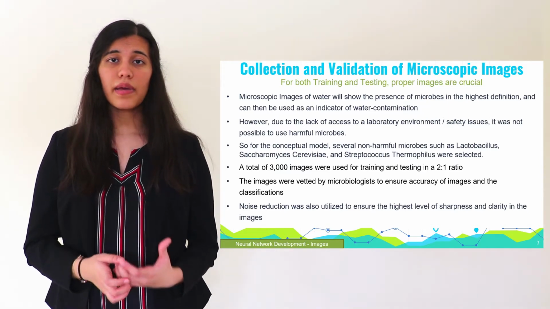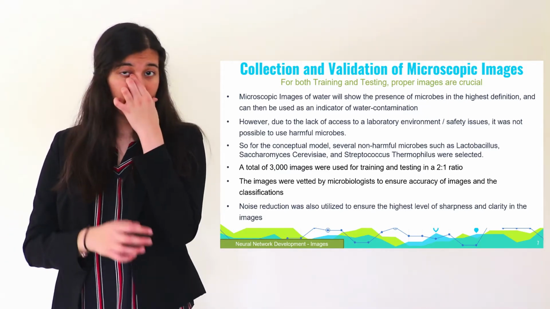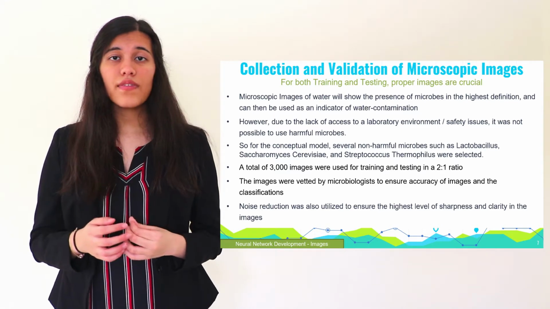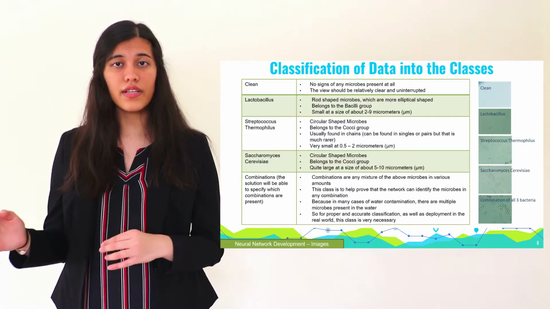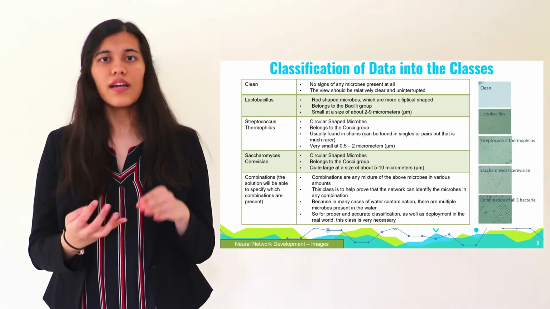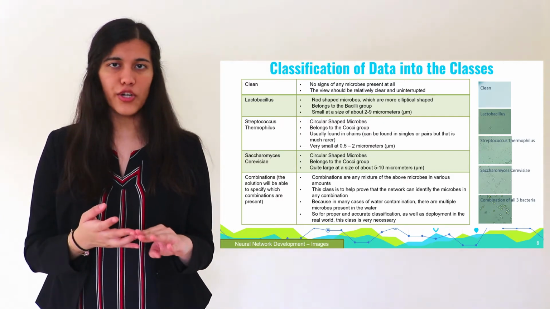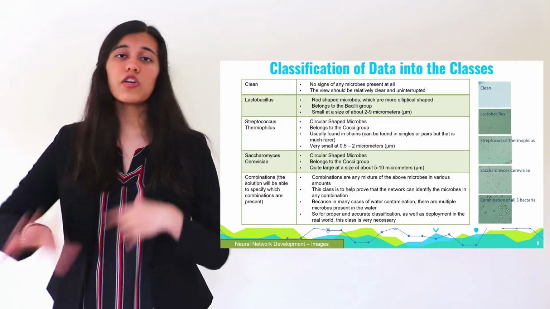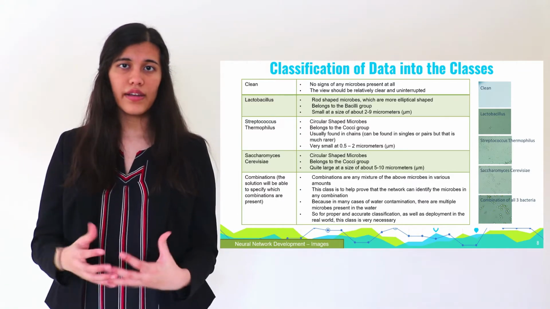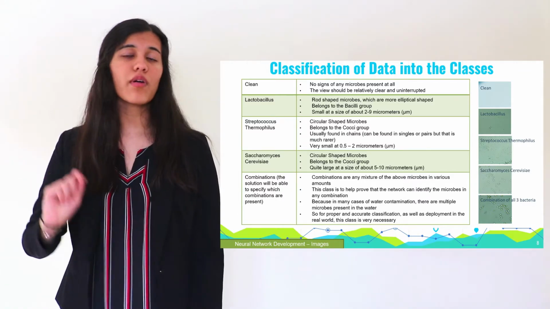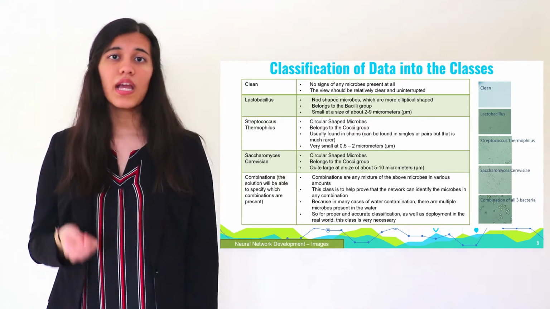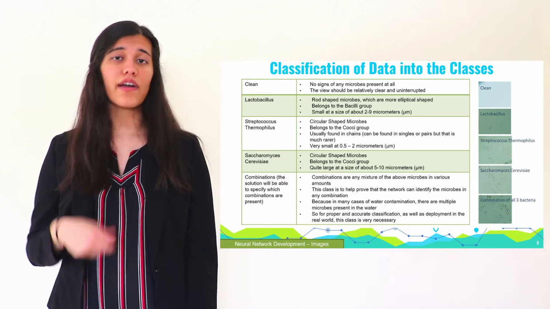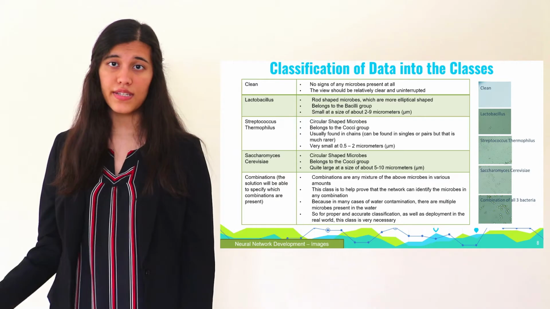I then divided them in a 2-to-1 ratio for training and testing. I then divided these images into their various classes, such as clean, Lactobacillus, Streptococcus thermophilus, and Saccharomyces cerevisiae, alongside the multiple combination solutions that I had, because I wanted to ensure that even if there were multiple types of microbes present, my device could still be able to identify all of the microbes that are present.